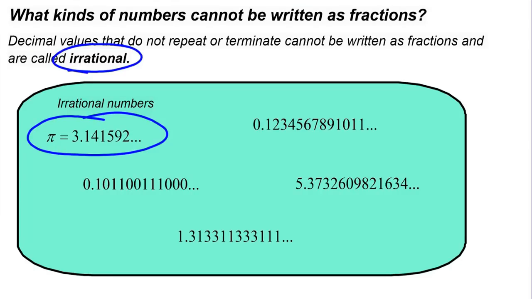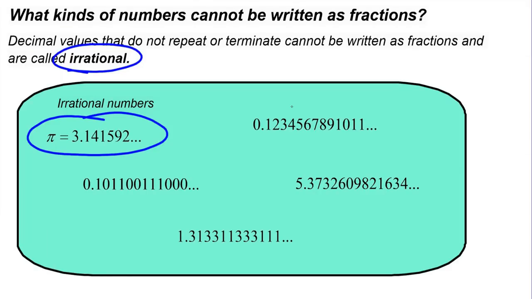3.141592, so on and so forth. That pattern never repeats and it never ends. So there's no way we can read it, write it, reduce it. And there's no way we can put what repeats in the numerator because it never repeats. So this would never be able to be turned into a fraction. Pi is an irrational number.